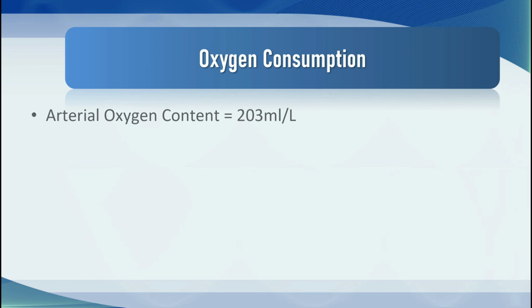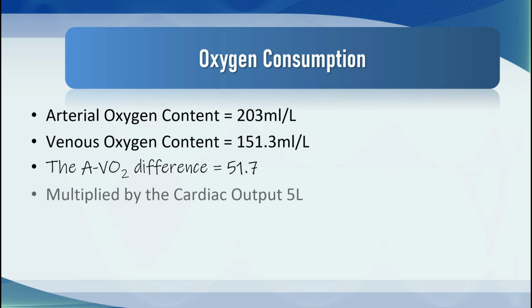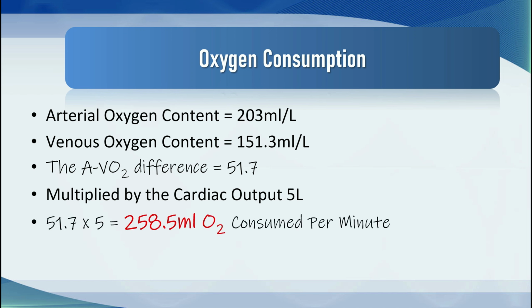So we now know that our arterial oxygen content is 203 mils per liter, our venous oxygen content is 151.3 mils per liter, and the AVO2 difference is 51.7. When we multiply this by the cardiac output of 5 liters, that works out at 258 mils of oxygen consumed per minute. And that tallies with what you've always been told, that we consume about 250 mils of oxygen per minute.